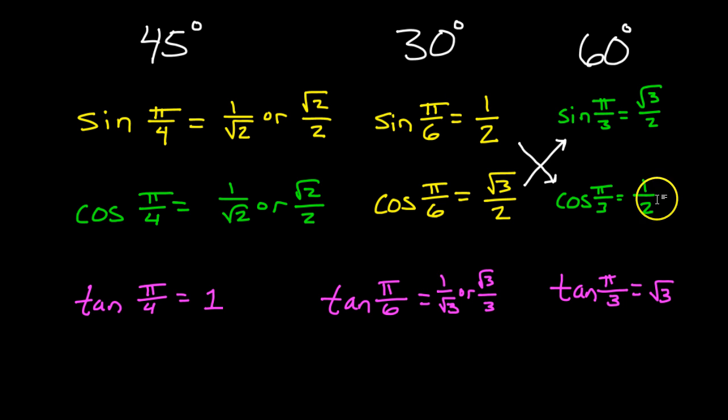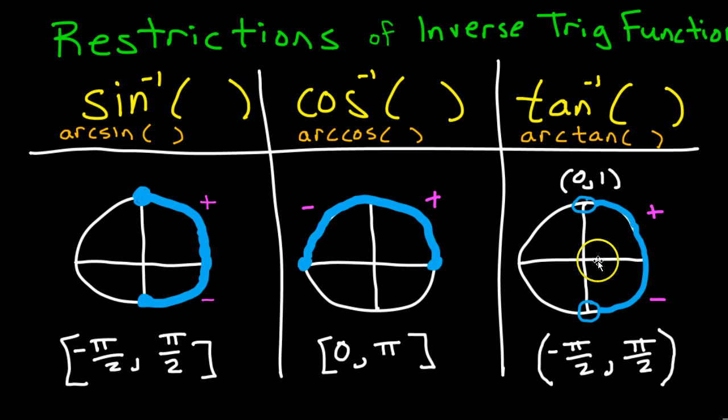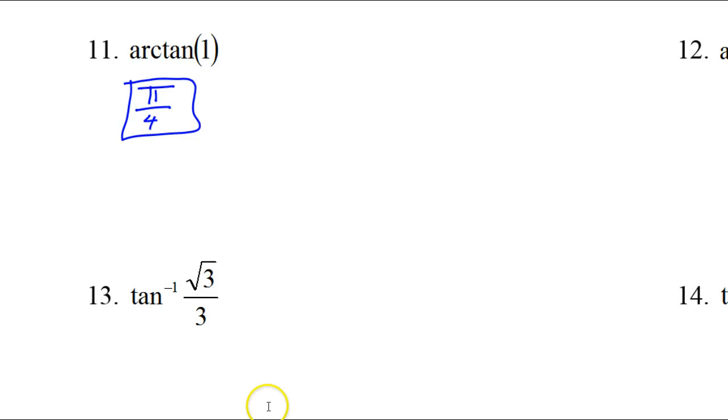Remember the chart that we memorized? Tangent of pi over 4 is 1. We memorized that. Okay, the question is, is pi over 4 within the restricted domain for tangent? Let's see. The restricted domain for tangent is the right hand side of the circle, from negative pi over 2 to positive pi over 2, non-inclusive of those endpoints. And pi over 4 is right here within the restricted domain, so it's fine.